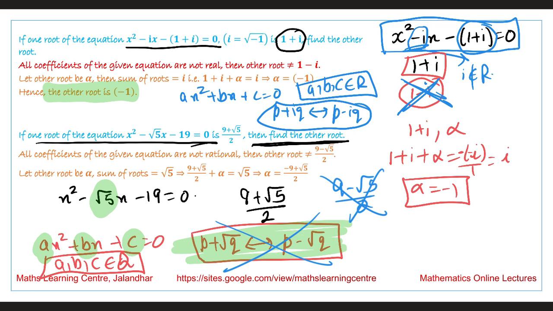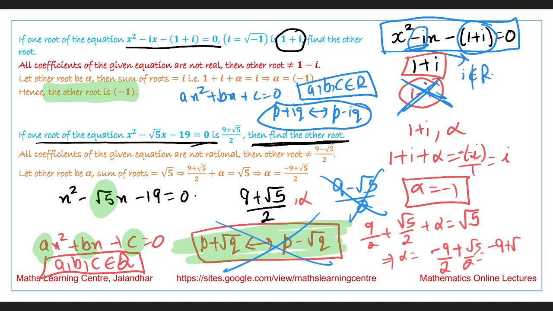So we use the sum of the roots. Suppose the other root be alpha, so we have 9 by 2 plus root 5 by 2 plus alpha equal to minus b by a, which is root 5. This implies that the value of alpha is minus 9 by 2 plus root 5 by 2, that is, minus 9 plus root 5 by 2. So this is the second root we have.